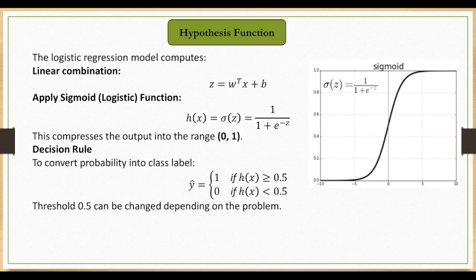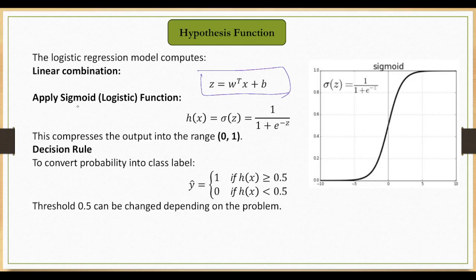Now if you see the hypothesis function for the sigmoidal function or logistic regression, this is, as we know, the logistic regression model computation. This is the linear combination, so here z equals w transpose x plus b. As we know, w is the weight, x is the variable, and b is the bias value here.